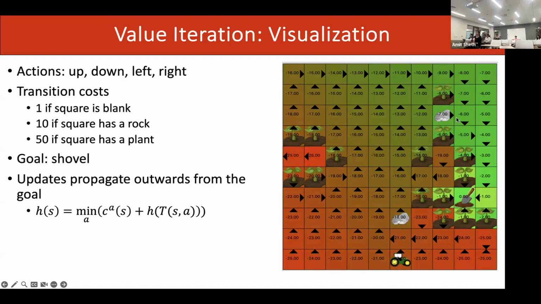You can see these arrows are obtained by just behaving greedily with respect to the value function. So I'm training my value function, and then I'm just seeing every action it can take and what is going to be the lowest cost action, and I'm going to then take that action. After this converges, we can see that if we just greedily follow this value function, then we can find the shortest path to this shovel. So this is just a visualization of how this works.